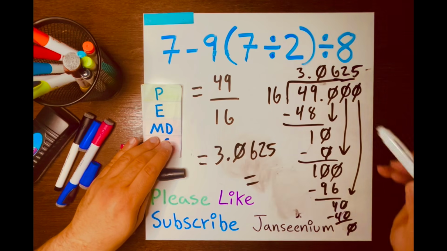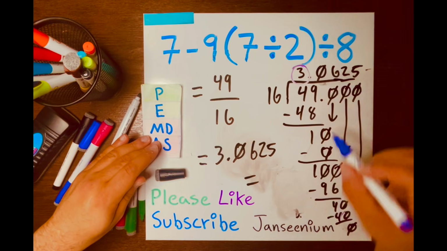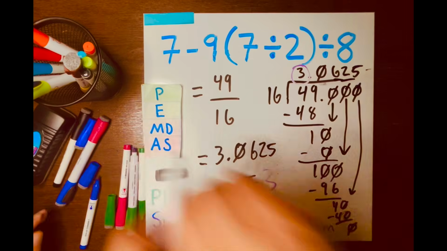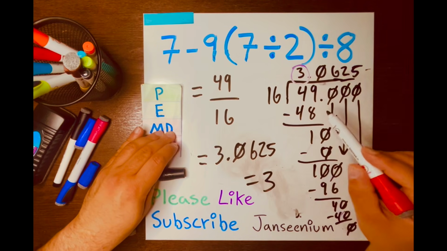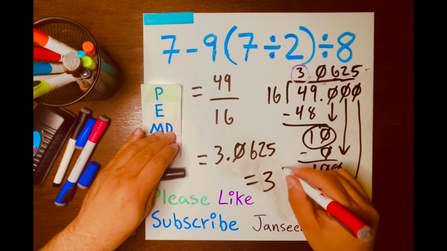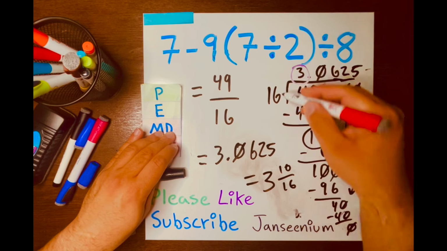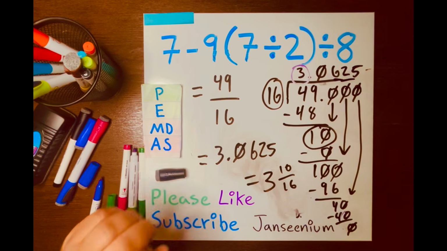So your answer as a decimal is 3.0625, and the mixed number is the 3, the whole number. Let me write that a little bit larger. So 3, and then this remainder, which will be this one right here, 10. So it'll be 10 over 16. You grab this 16 and write it below the fraction bar.